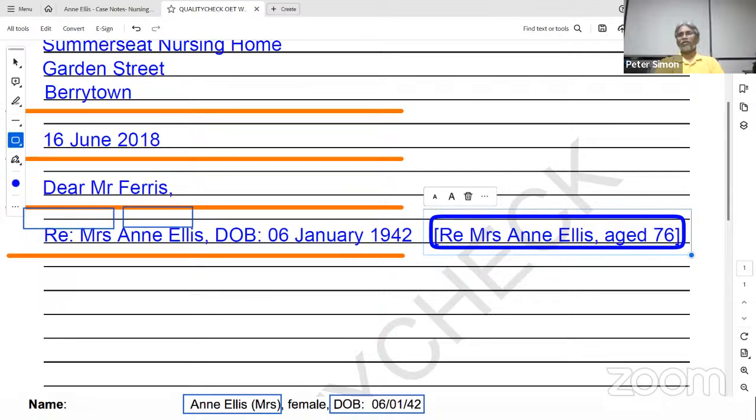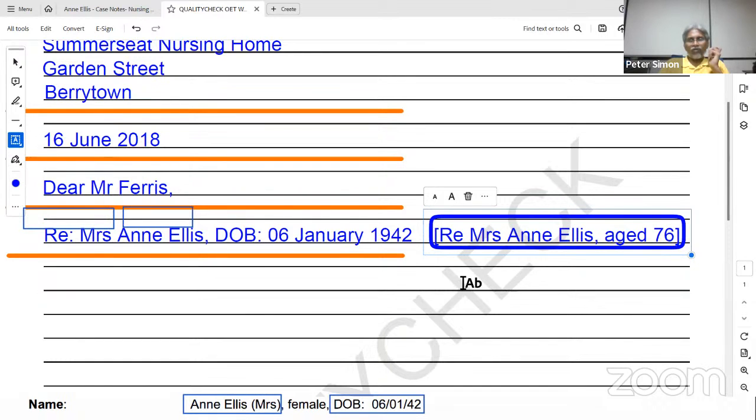Write, right. Sir, if we write patient name first, that is the subject, no? That is regarding. Yeah, so you can write date of birth in the next line. You can write in the next line also. Definitely, no problem. That's not a problem.